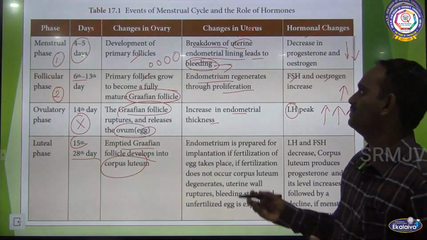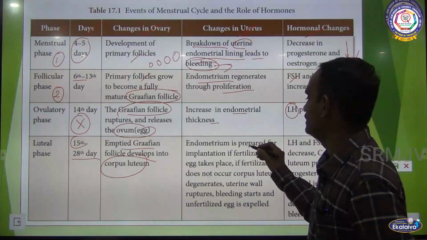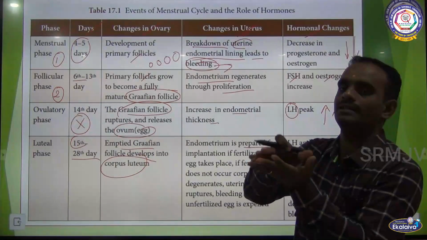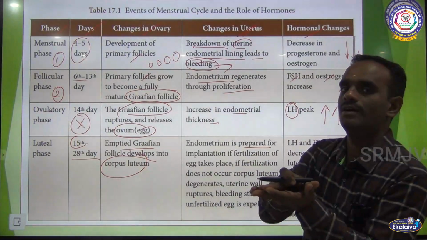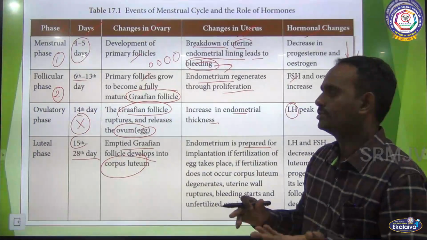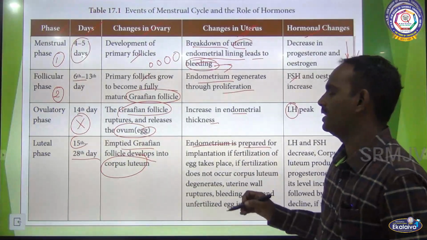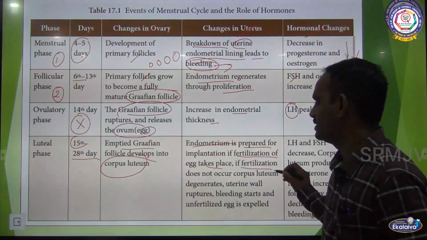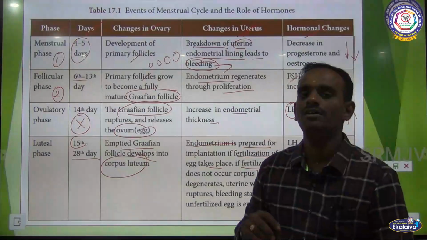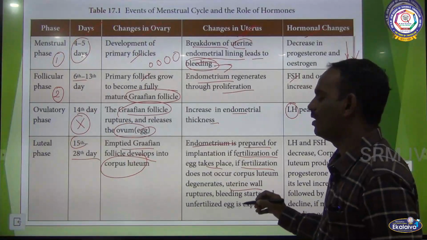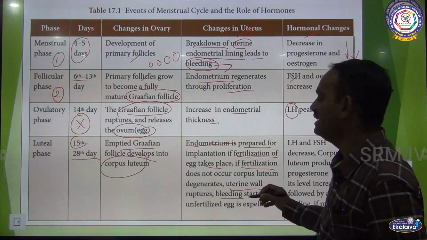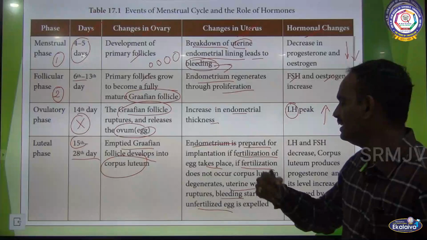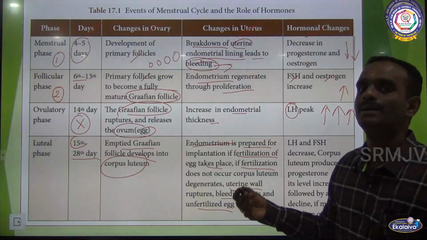So what changes take place in the uterus? See, the endometrium is prepared for implantation. Implantation means attachment of the fertilized egg to the wall of the uterus. So the endometrium is ready for implantation if fertilization of the egg takes place. If fertilization does not take place, the uterine wall ruptures again, bleeding starts slowly, and the unfertilized egg is expelled out as bleeding.